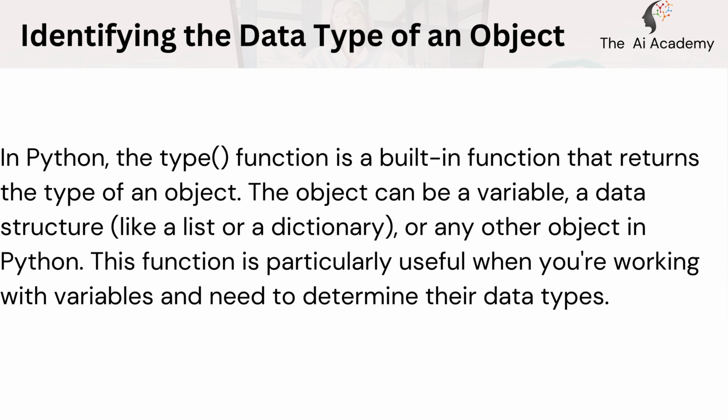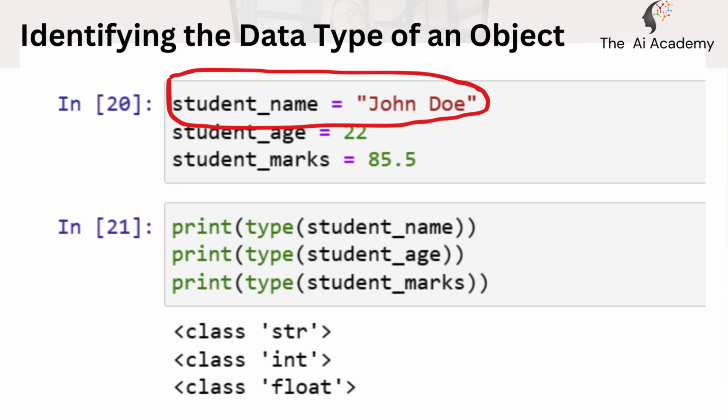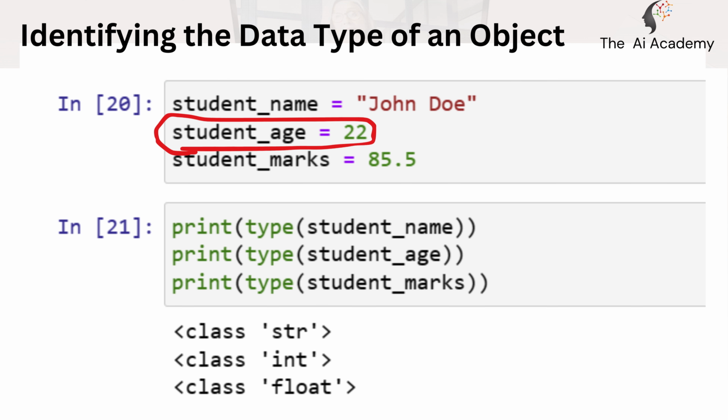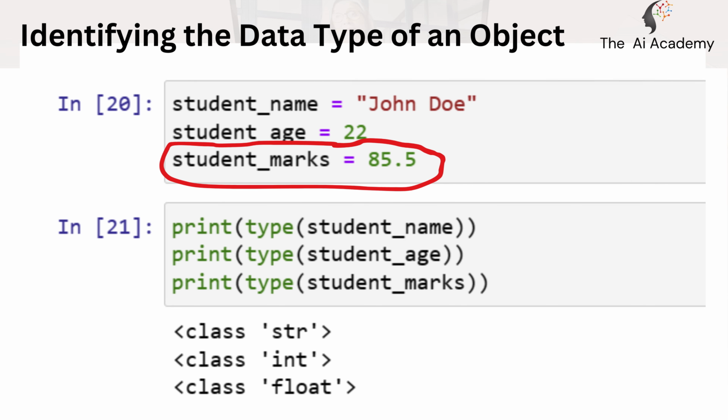Let's break down the example. With the variable student_name = "John Doe", we assigned the string John Doe to the variable. And with the variable student_age = 22, we assigned the integer value 22 to the variable student_age. And lastly, with the variable student_marks = 85.5, we assigned the float value 85.5 to the variable student_marks.